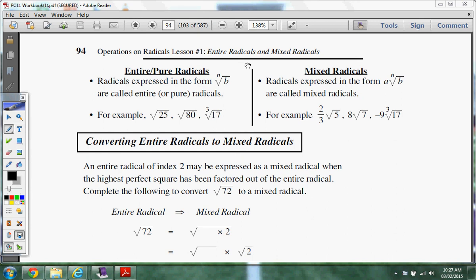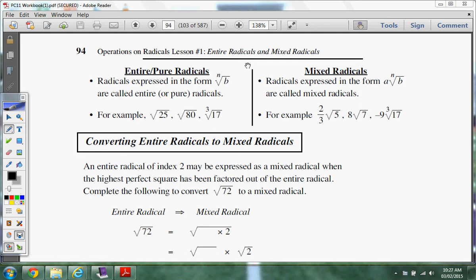So this is lesson 1, part 2, so day 2. Just like we just talked about in our warm-up, entire versus mixed radicals. Entire means not simplified, keeping everything in the radical. So it's an entire radical. Root 25, root 80, cube root 17 are your entire radicals.